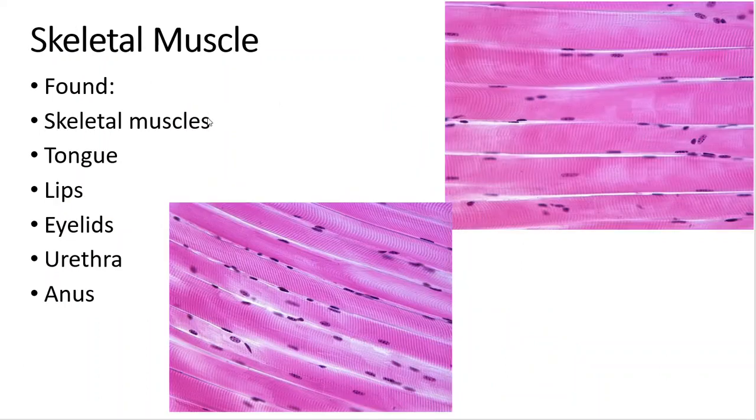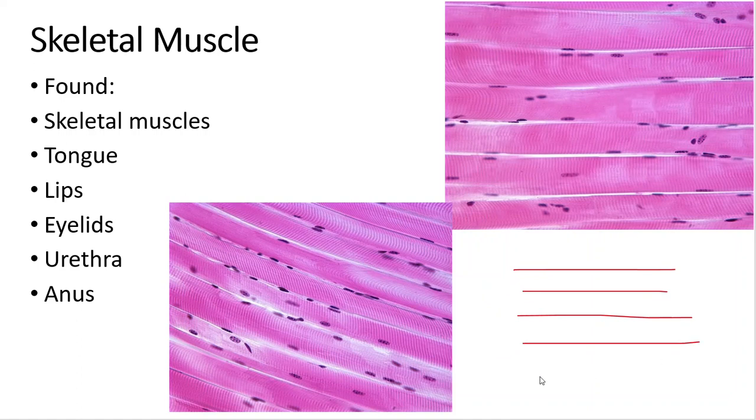Okay, here's our skeletal muscle. First thing, striation. Striation means striped. So these guys are striped. Notice something else. They are straight and parallel. And they have multiple nuclei. There's more than one nucleus per cell. So these guys are easy.